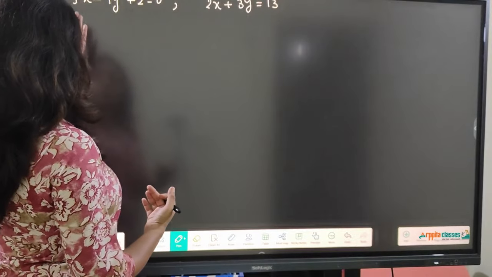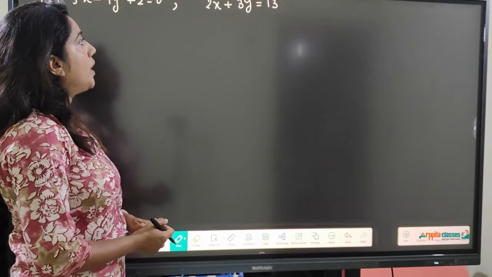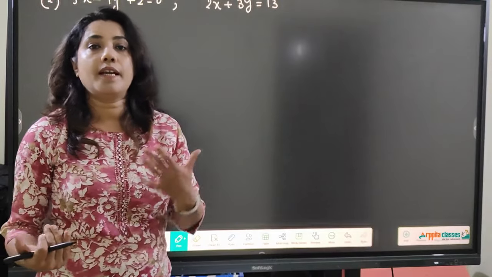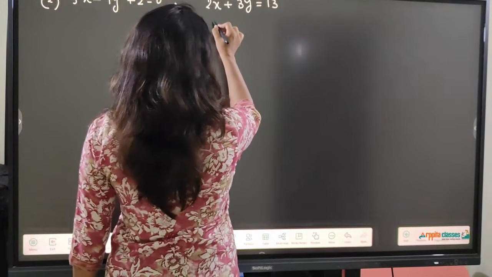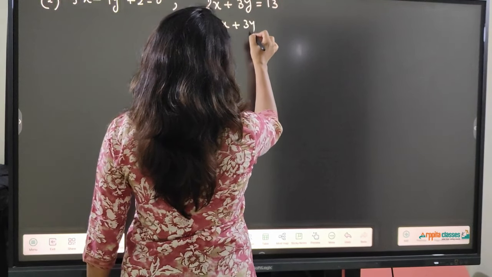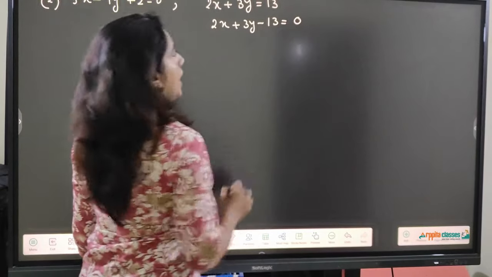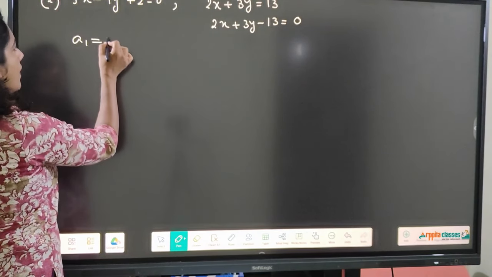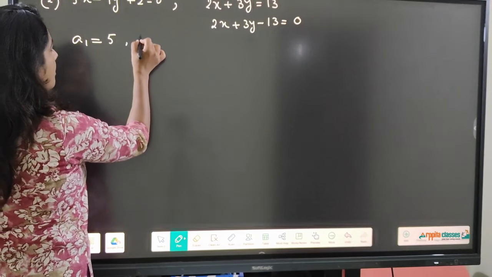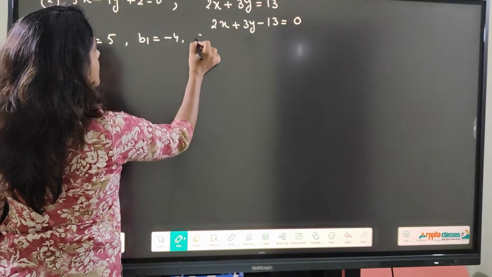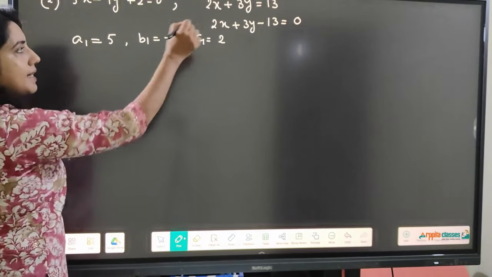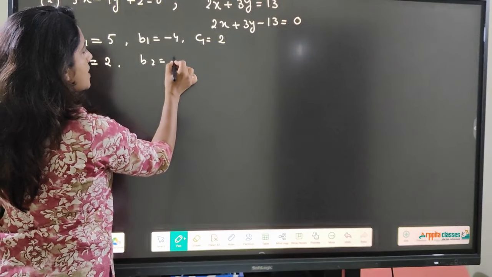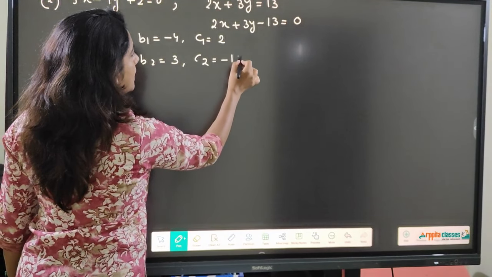And the next sum, the next question is 5x minus 4y plus 2 equal to 0 and 2x plus 3y is equal to 13. As I told you, the first step is to get everything in the left hand side and make the right hand side 0. So from here we are going to write 2x plus 3y minus 13 is equal to 0. Now considering this is my first equation, I'll write down a1, that is the coefficient of x, that is 5, and b1 is minus 4, c1, that's the constant term, is 2. And that is the second equation. So the coefficient of x, a2 is 2, b2 is 3 and c2 is minus 13.